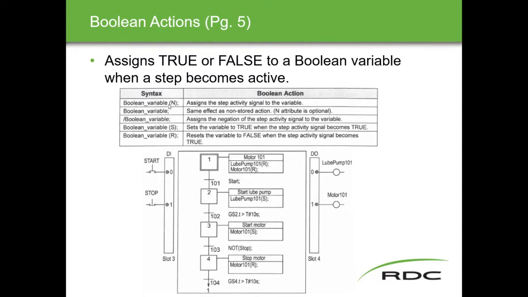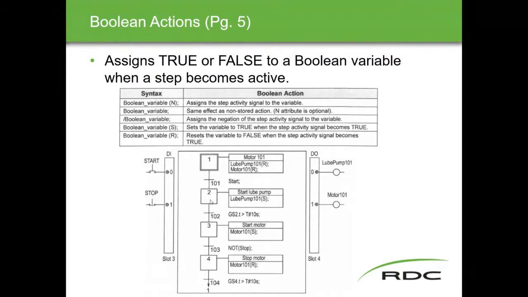These are different variables. So here, Boolean variable N, which we don't have here, assigns a step activity signal to the variable. It doesn't make much sense at this point in time because there isn't one there. The S and the R are here, however, and we'll look at those. S, if you haven't guessed, stands for set. R kind of stands for reset. And what it means here is Boolean variable S, as we have here, sets the variable to true when the step activity signal becomes true. So if this becomes true, then we'll start the loop pump.